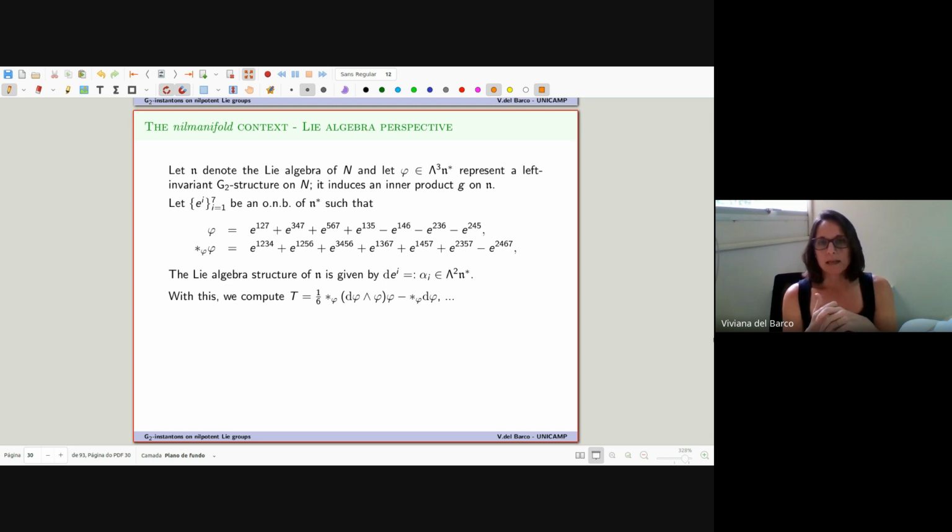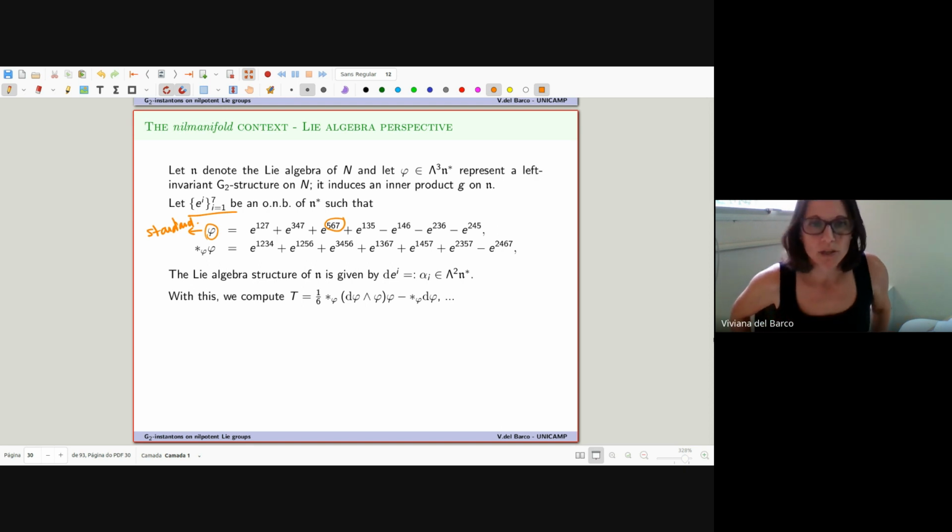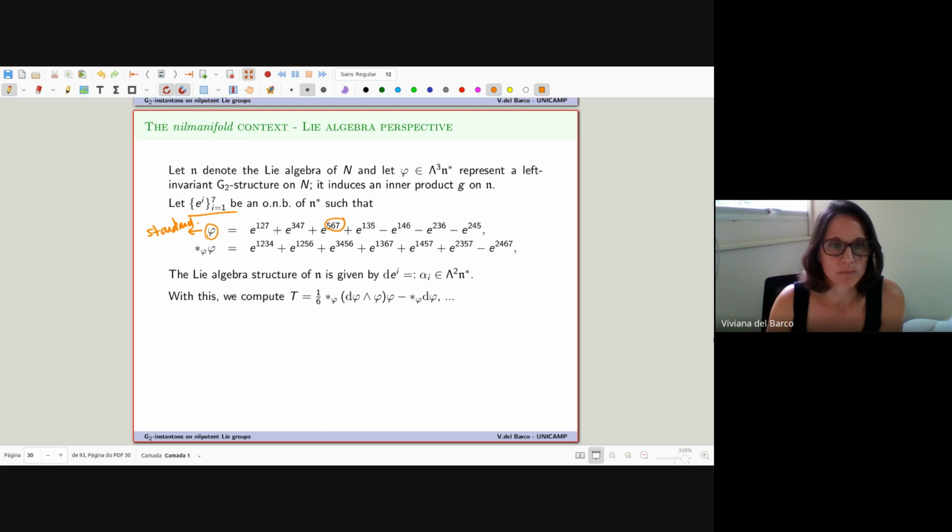Let me just say now that if I have an orthonormal basis, I would call this phi the standard one. Okay, so if I have an orthonormal basis, this phi will be the standard one, and let me mention that we have the term 5, 6, 7, in case some people are used to working with other conventions of G2. So not conventions, just the G2 form.